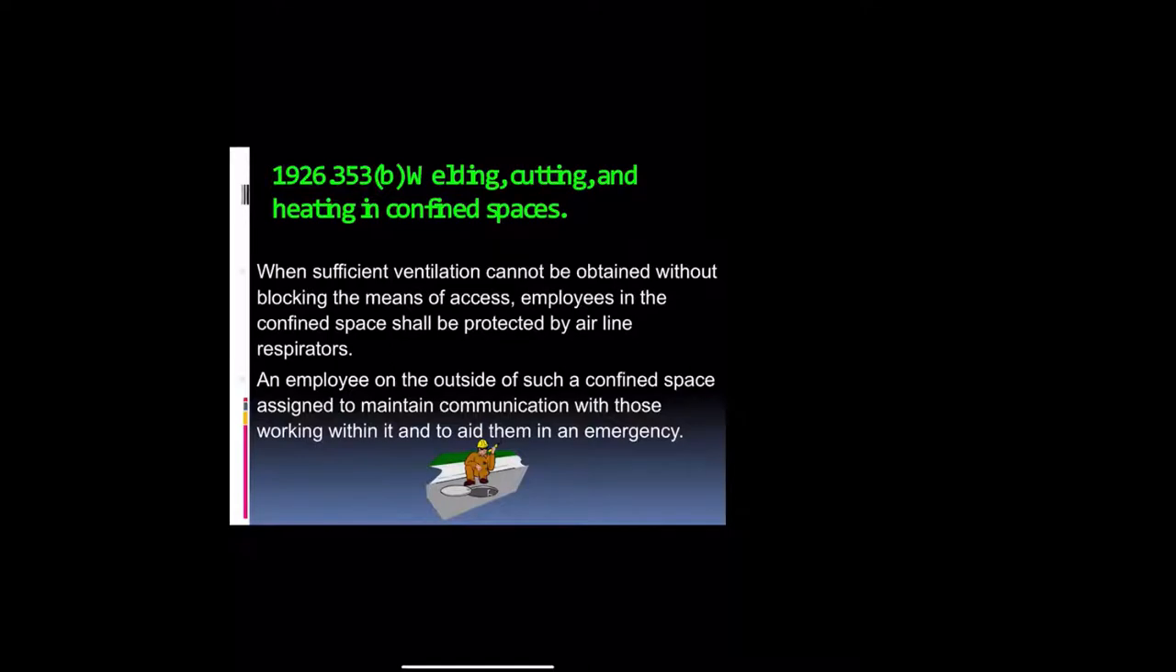When sufficient ventilation cannot be obtained without blocking the means for access, the employees in the confined space shall be protected by airline respirators. Now, that's if you're going to run a blower and the yellow ducting that goes down into the manhole is going to block the only way in and out, then you have to use an airline respirator, which become really expensive.